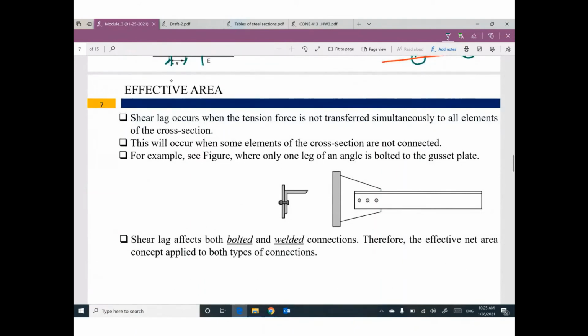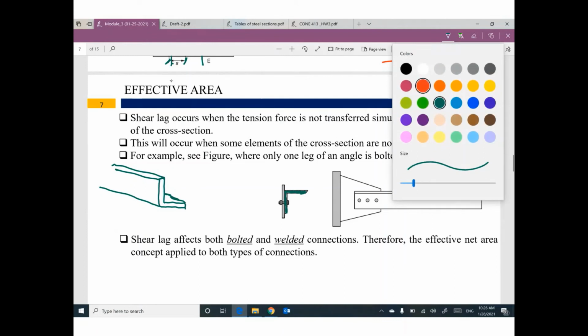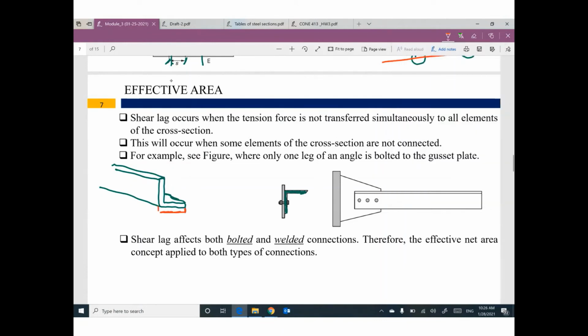Sometimes you have a member made from an angle like this. Let me draw it here. This angle looks like this, and this angle is connected to a gusset plate here by bolts. Do you think the whole member is connected perfectly to the gusset plate? No. Only this side of the member is connected to this gusset plate, but this free leg is not connected directly to the gusset plate.